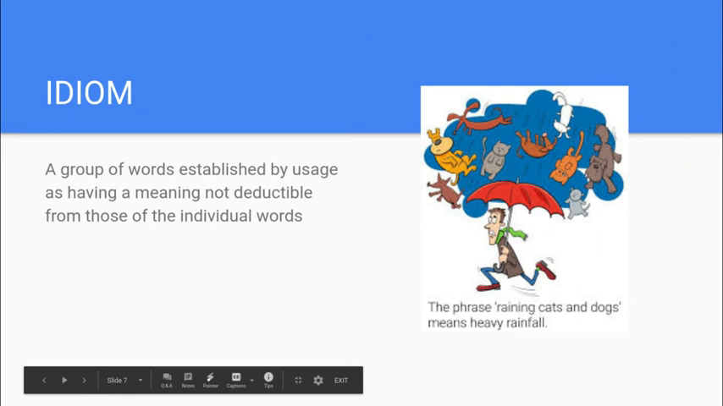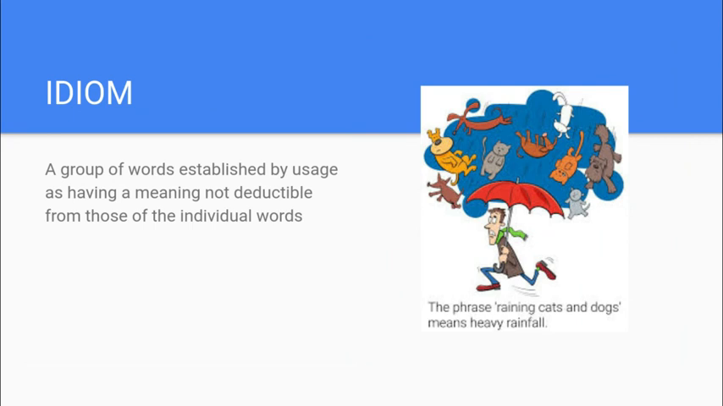Idiom is a group of words established by usage as having a meaning not deducible from those of the individual words. So the way I like to think of this is if an alien was studying the English language up on Mars for months and he has it down, he knows everything. If he comes to Earth and I say, oh my gosh, it is raining cats and dogs outside, he might actually think that cats and dogs are falling from, right, the clouds. We all know, though, that that phrase means it's raining really hard.